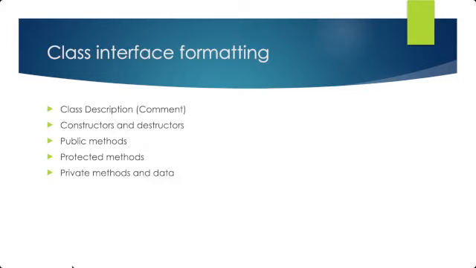Then public methods. They are used by other parts of the program. That's why it's necessary to put them near the top after the constructors, because we need them very often. After that, protected methods. These are only used by this class or its children. That's why we don't need them so often. And the next are private methods and data, because they are only for internal use.